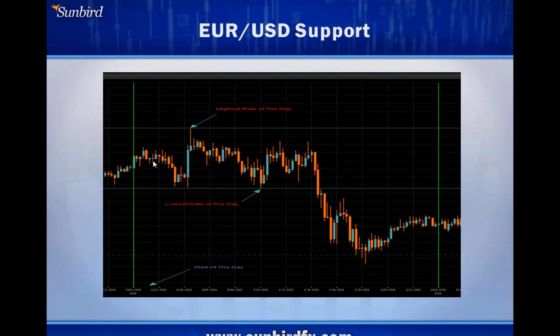But you need to remember what is my resistance and what is my support. My resistance is the highest rate of the day, and my support is the lowest rate of the day. Then I analyze, I expect, and I open my position.